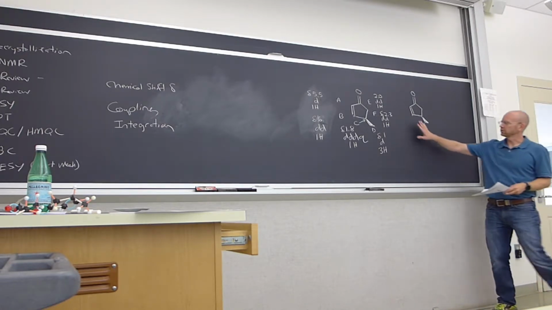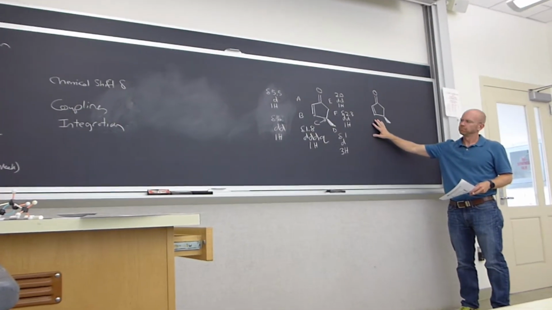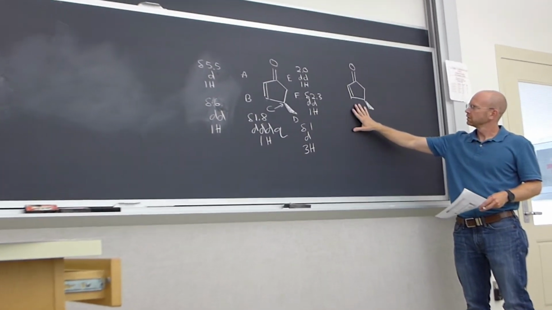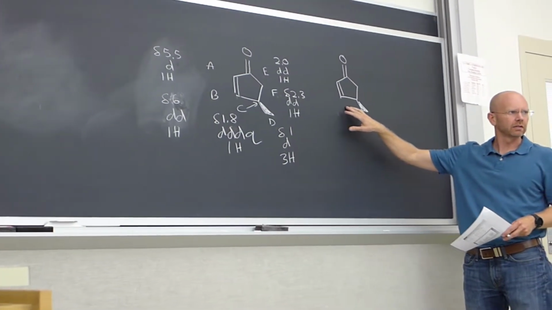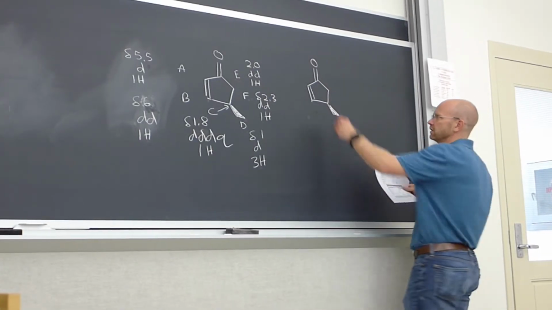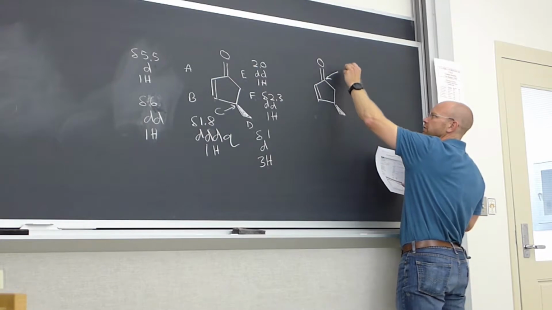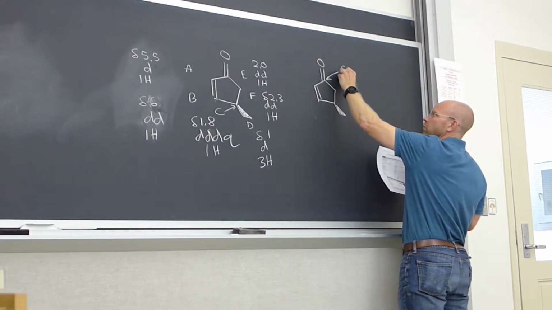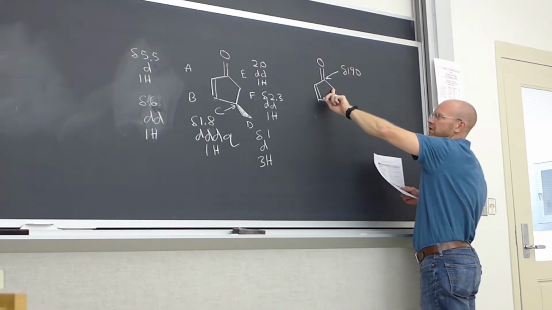Okay, let's do the carbon. How many carbon signals? 6? Yeah, there are 6 carbons, and no 2 can be related by any element of symmetry, right? So this is a ketone. So what's your estimate of chemical shift? 190? Sure. That's fine. How about this carbon?